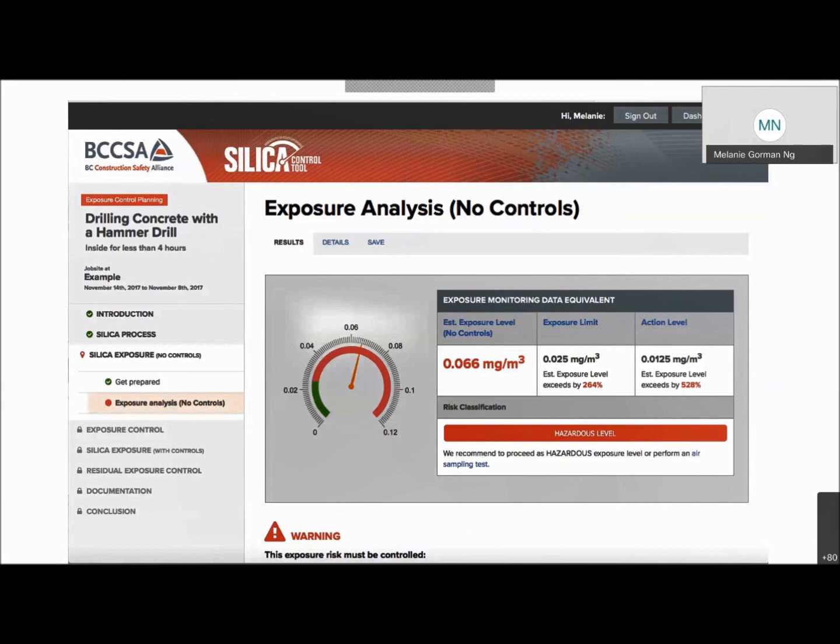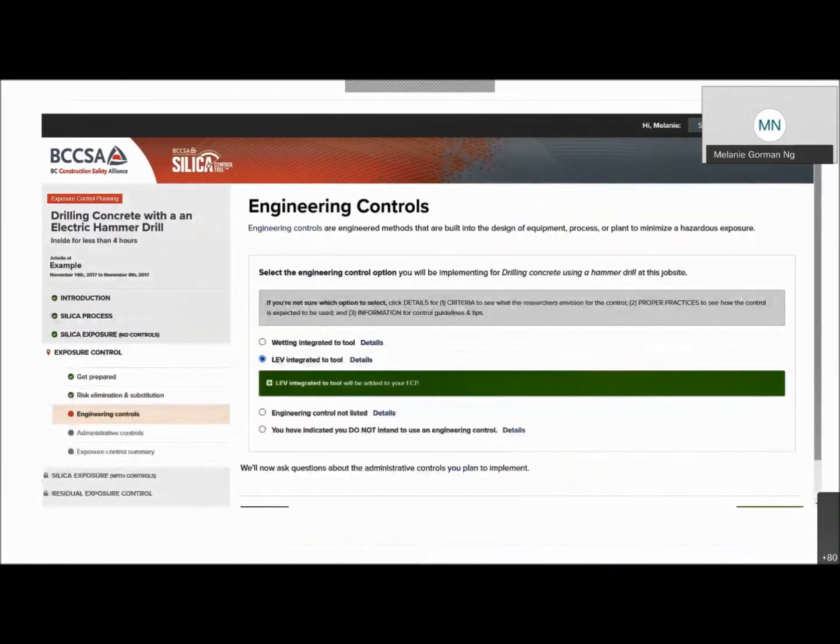But because the model really can only model the effect of engineering controls, I'm going to go straight to the engineering controls. In this case, we have a few different options for the user for this activity. They could choose a wetting method that's integrated to a tool, or local exhaust ventilation. You can also select an engineering control that is not listed, and this is again one of the mechanisms for us to learn more about what needs to be in the tool.